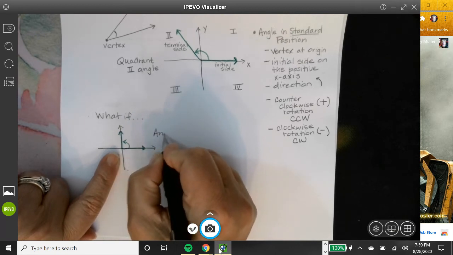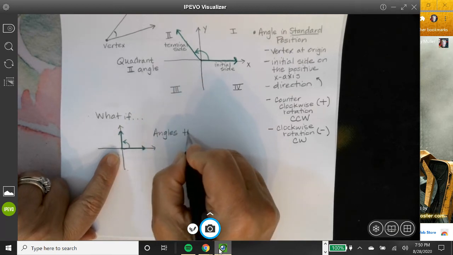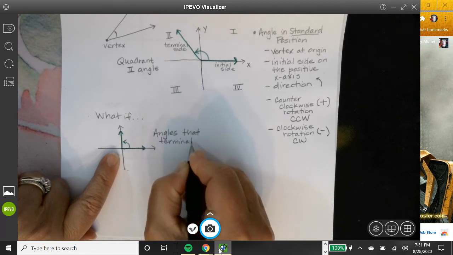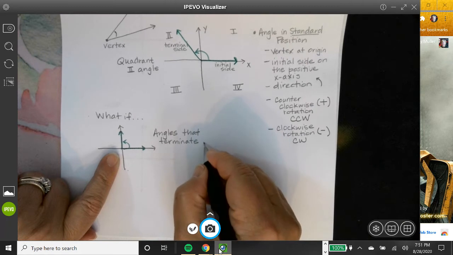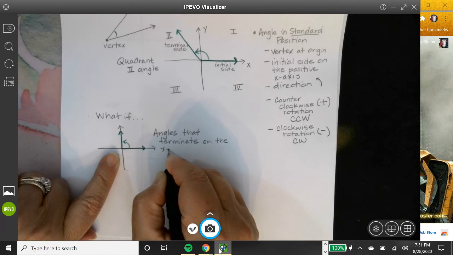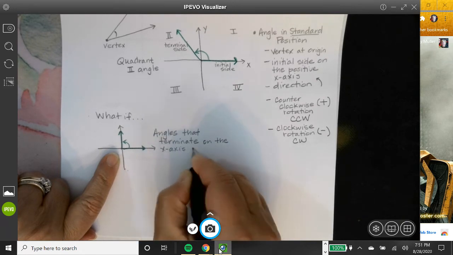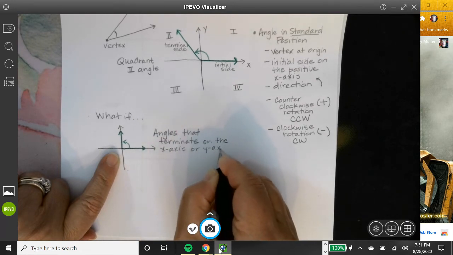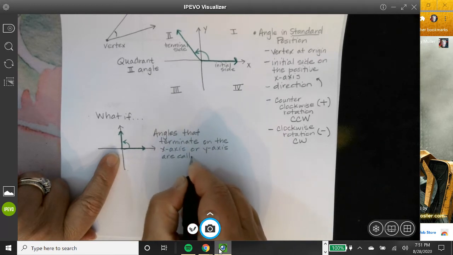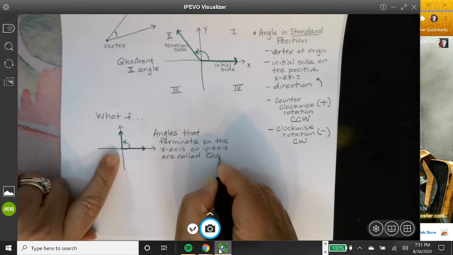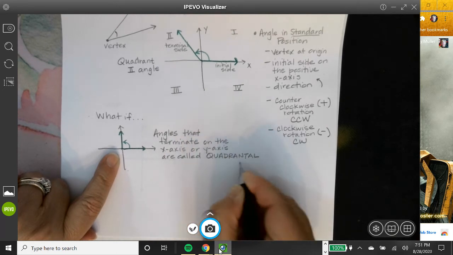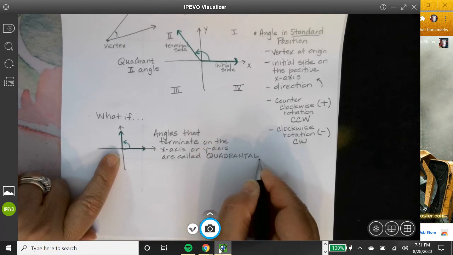So angles that terminate on the X or Y axis are called quadrantal angles. And it's just quadrant with an AL at the end.